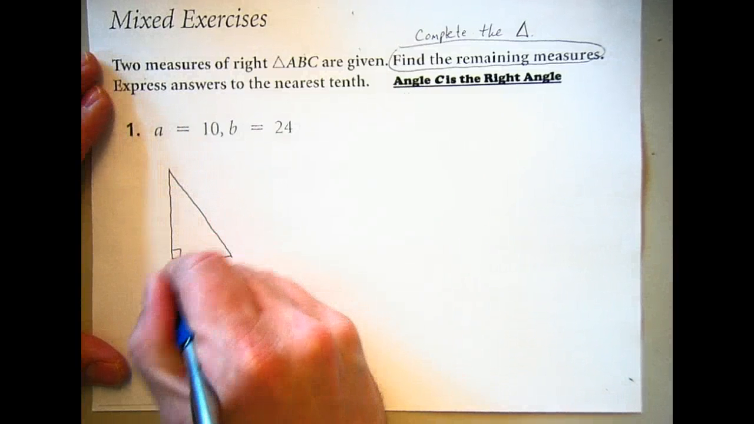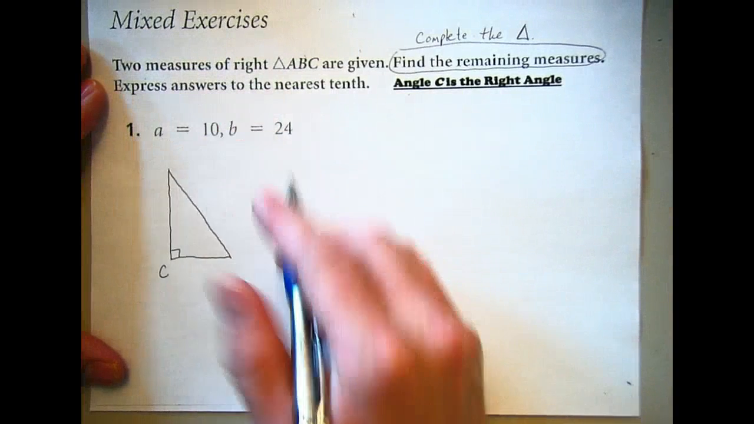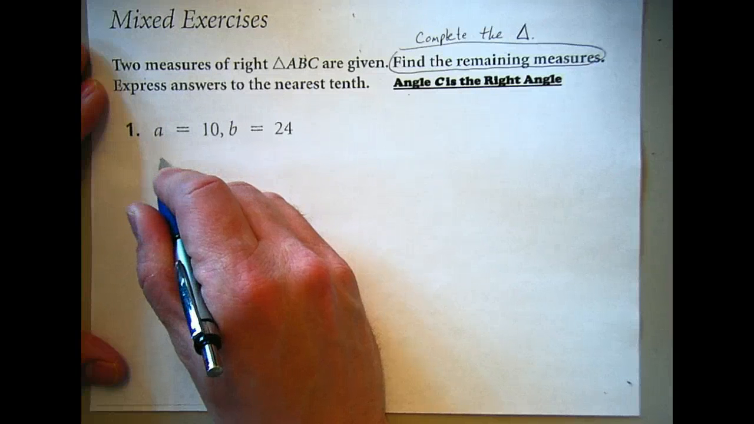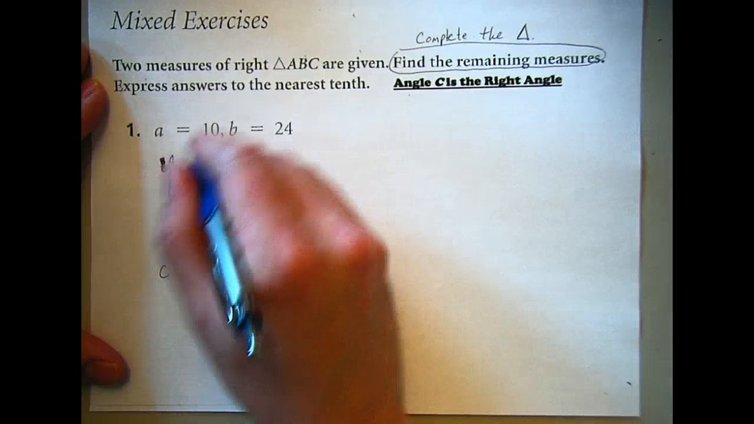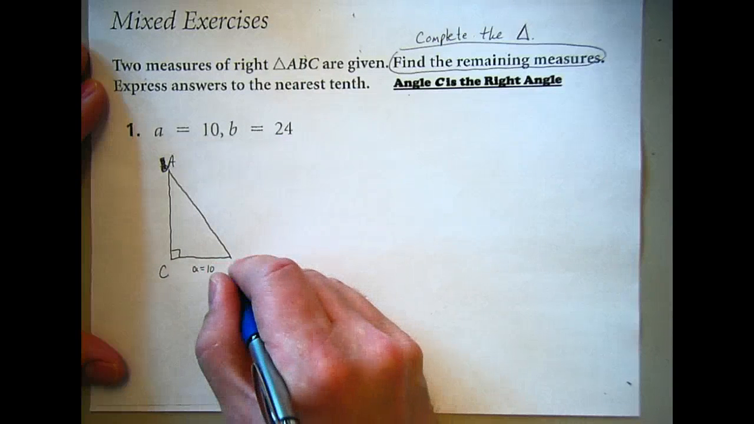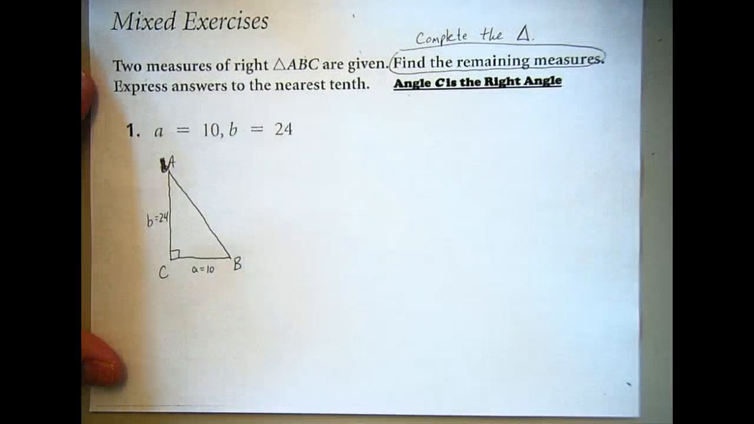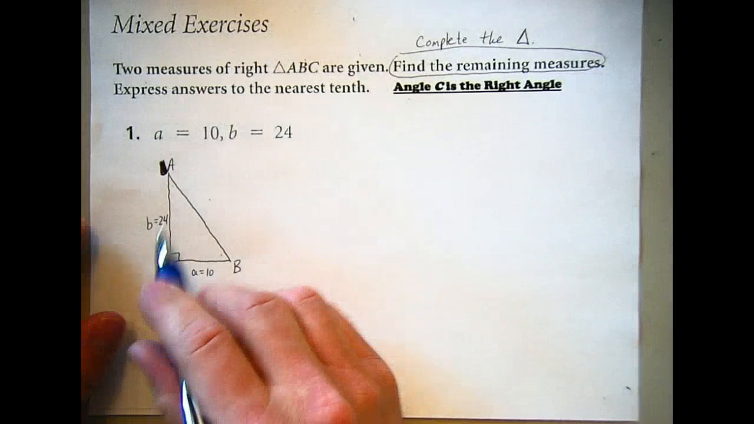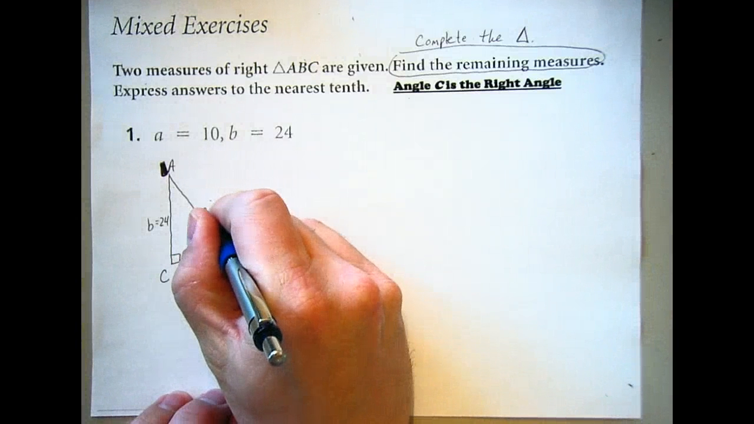So, there's my triangle. Here's angle C. Does it matter which one's A or B? No. Doesn't matter. If you want to go more to scale, you would probably call this one A, because opposite that is side A, which is 10. And here's B, and side B is 24. We need to know this angle, this angle, and this side. Talk to your neighbor. How can you find one of the sides? How can we find side AB, or side C?